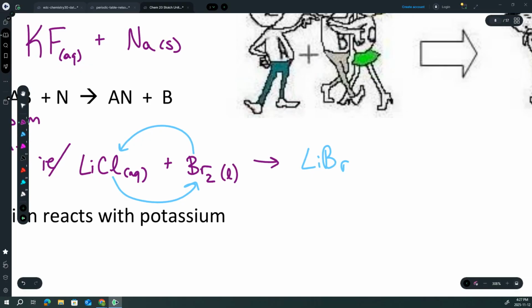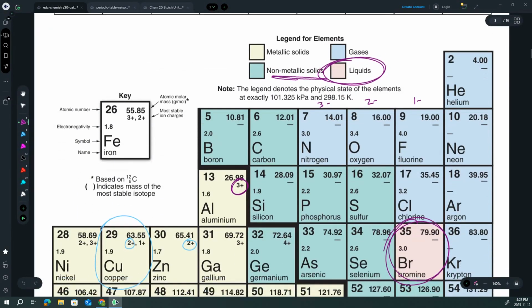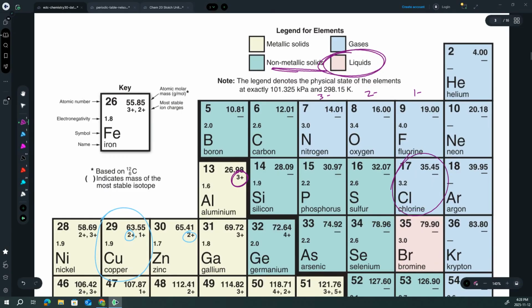So let's write this out all nice, neat, and pretty. We have lithium bromide. Lithium likes to have a +1 charge, bromide likes to have a -1 charge. That's already balanced. I'll worry about the state of that in a second. Chlorine is a diatomic element because it's part of Hofbrinkel, so I'm going to put a 2 there. And chlorine, when it's by itself, is a gas. You can double check that by looking at your periodic table, finding chlorine, and seeing that it is colored blue, and blue means that it is a gas.